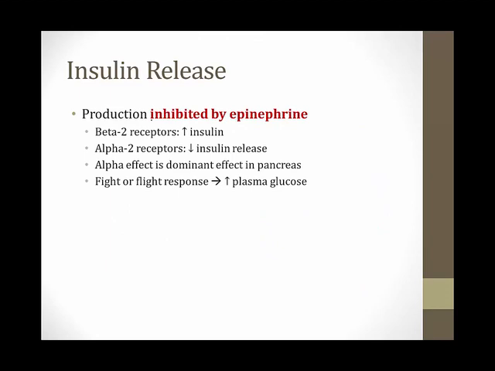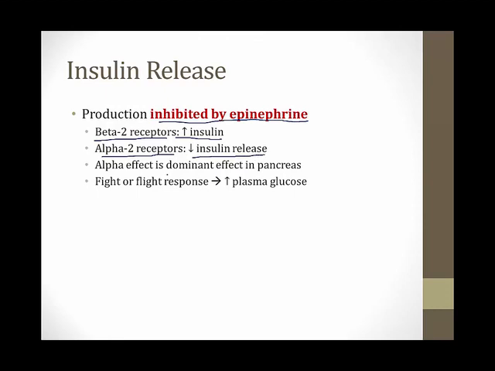Insulin release is also influenced by the sympathetic nervous system. The production of insulin from the pancreas is inhibited by epinephrine. The way epinephrine acts is somewhat interesting. There are beta 2 receptors in the pancreas, and when epinephrine acts on these receptors, it increases the amount of insulin that's released. However, there are also alpha 2 receptors found in the pancreas, and epinephrine can act on these receptors to decrease insulin release.